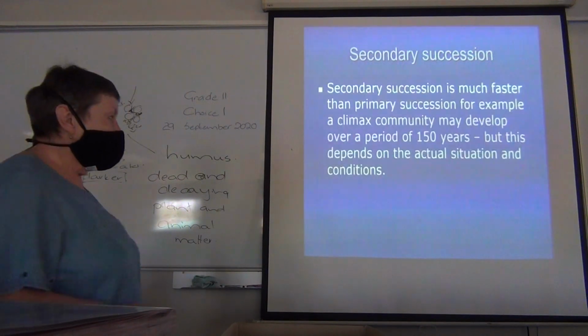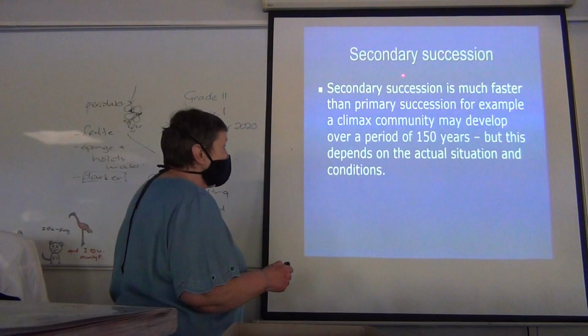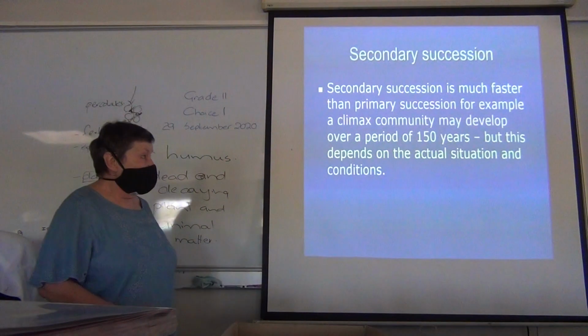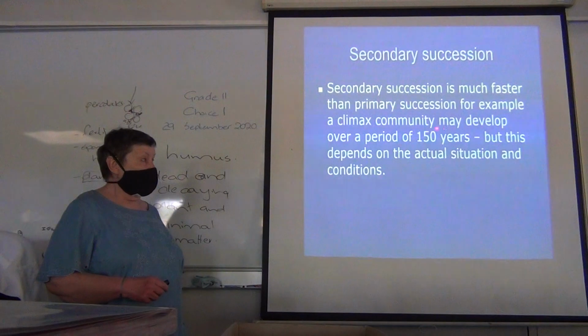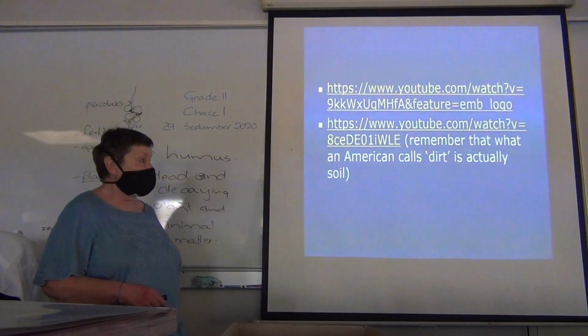Okay, all right. So secondary succession is much faster than primary. A climax community may develop over a period of about 150 years. It depends on the situation and the conditions.